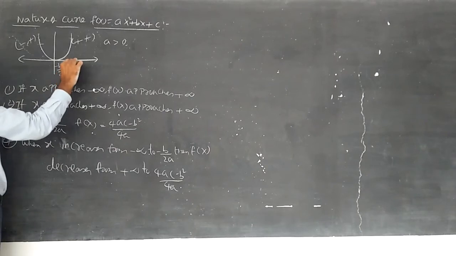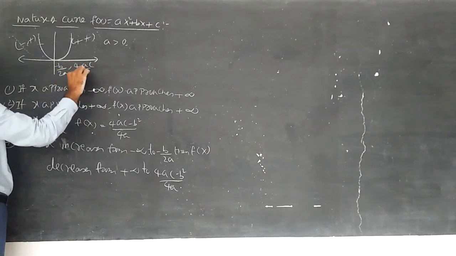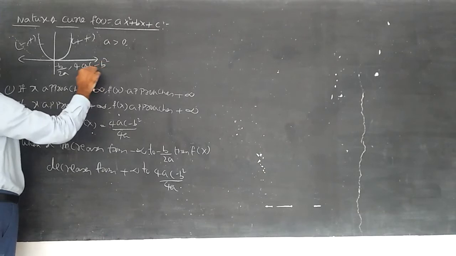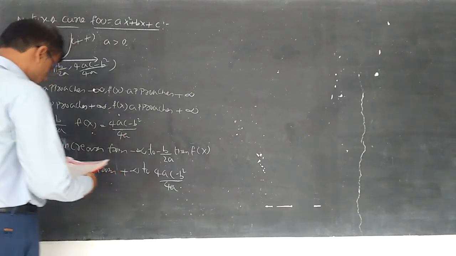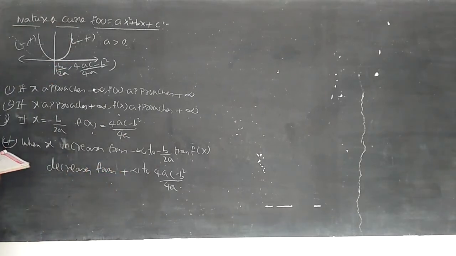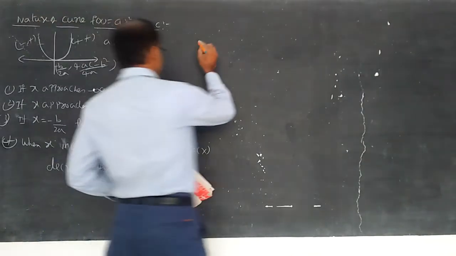So what is happening here? The value is decreasing from infinity to (4ac minus b square) by 4a. (4ac minus b square) by 4a is the minimum value here. And next point, also this plus side you can write.